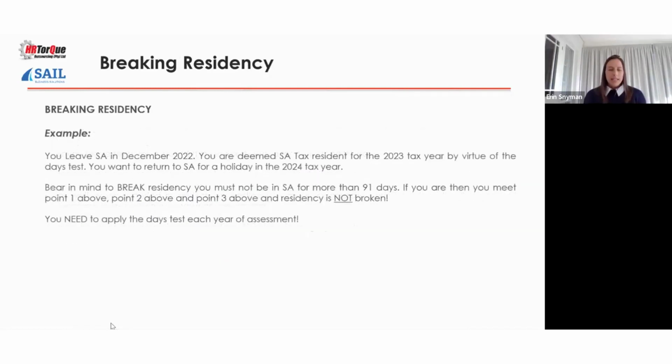Looking at an example of this, let's say you leave South Africa last year, in December. You're deemed to be South African tax resident in 2023 because you have been in South Africa for the relevant number of days, and you want to return to South Africa for a holiday in 2024. So bear in mind, to break your residency, you mustn't be in South Africa for more than 91 days in that 2024 tax year. If you are, then you're obviously going to meet point one of the physical presence test, you're going to meet point two, and potentially point three, and so your residency is not broken. Which means you're going to need to apply the days test for each year of assessment if you plan to come back to South Africa, to determine where your tax residency lies.